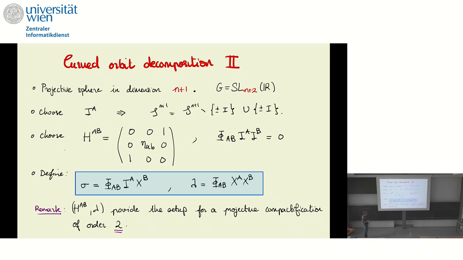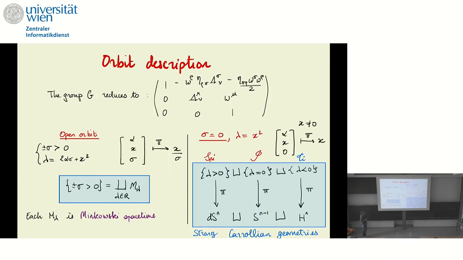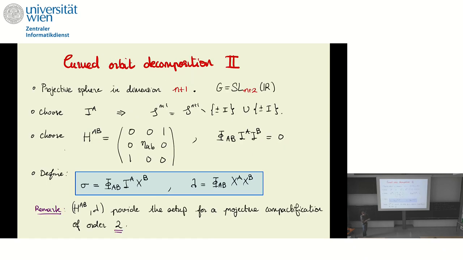We get these two things here. Now, what is interesting is that the data of H and lambda gives you a projective compactification of order 2, if you know what that means. But it's not this curved orbit decomposition that we're interested in; this one is the important one. The lambda is just like the norm of your homogeneous coordinates with the metric. It scales. This is projective weight one. It's not an accident that this is a projective compactification of order 2.